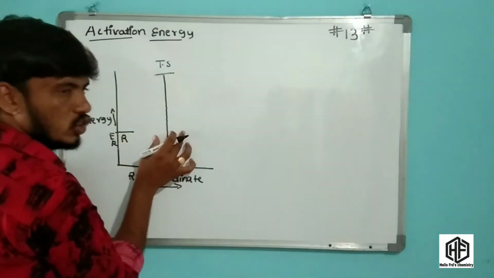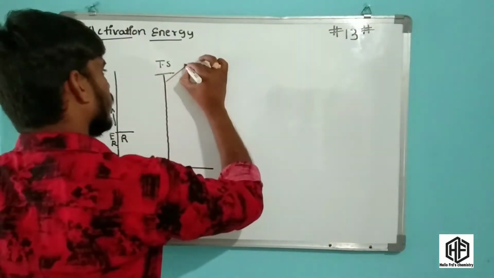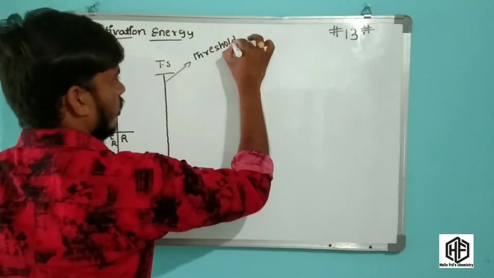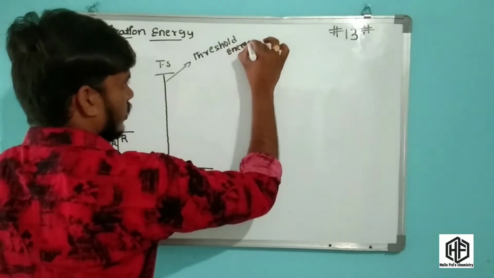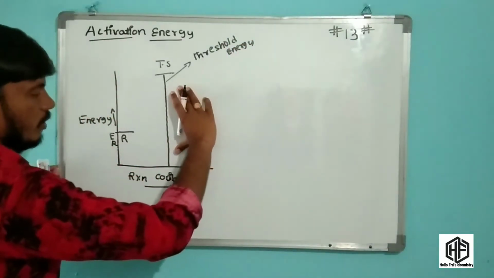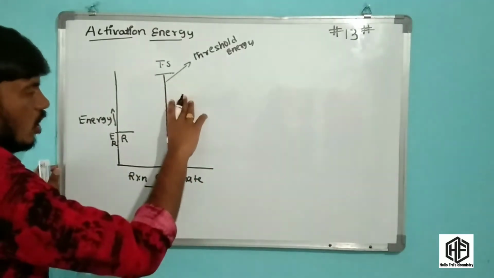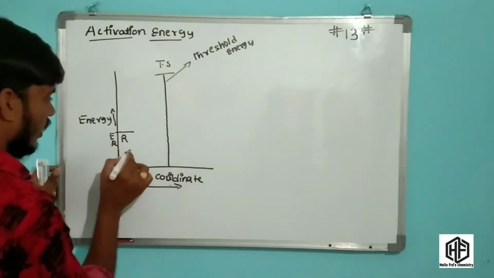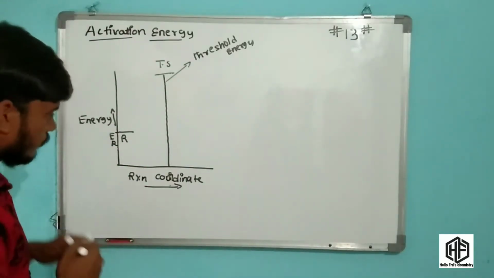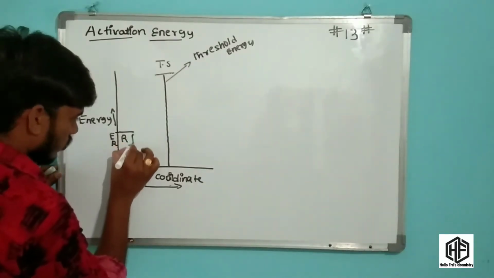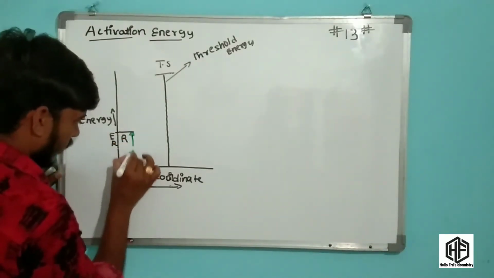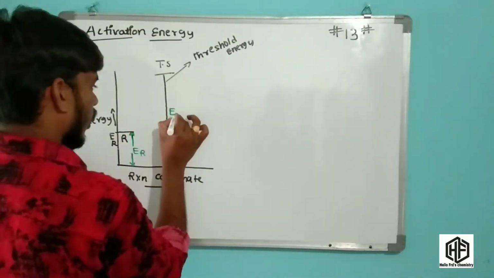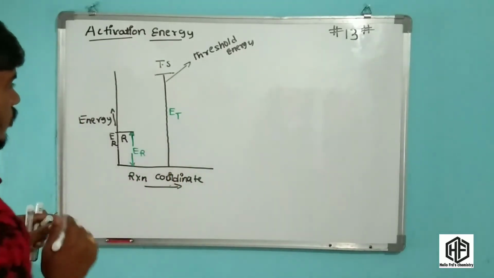TS, and this is called the threshold energy. Friends, this is the minimum energy of the reacting molecules to convert to the product. This is the reactants' energy, and this is the threshold energy ET. This is the total energy of this reaction.